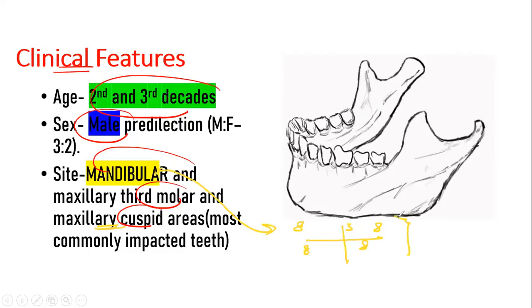Now, why do you think the most common site of occurrence is these? Because these are the most commonly impacted teeth, right? And the second thing is these teeth erupt between the second and third decade, right? This is why the most common age of occurrence is the second and third decade.